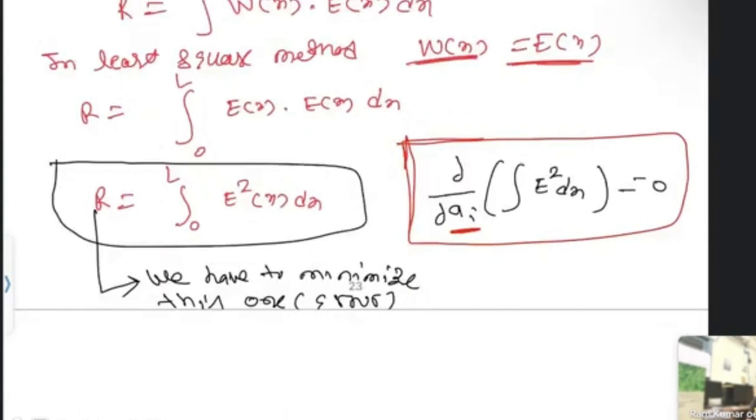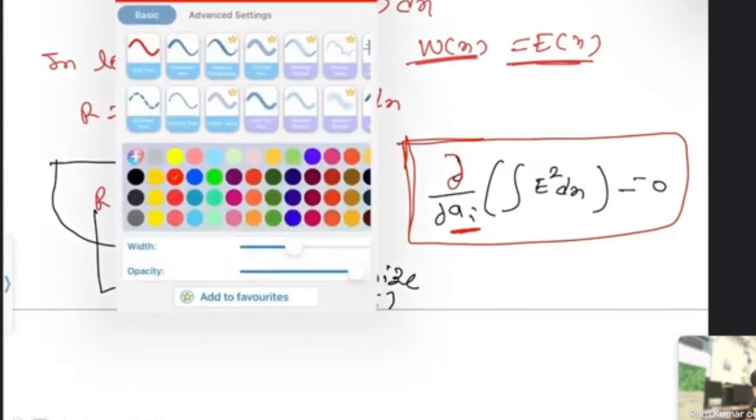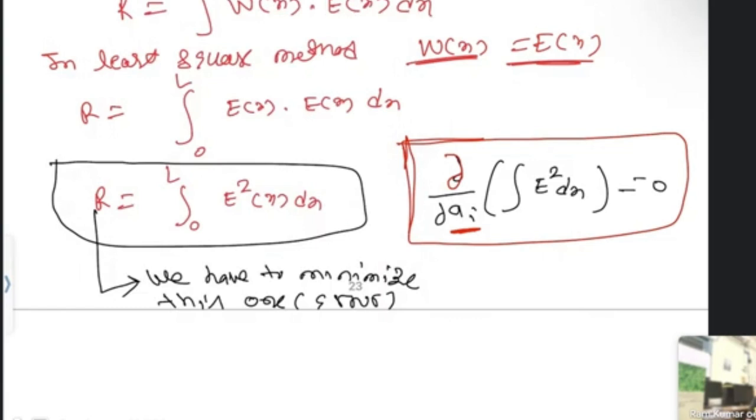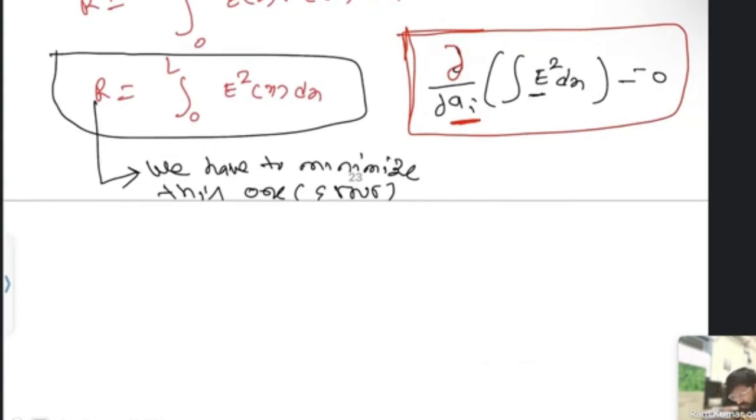So we are keeping del by del ai, and we can put here this is partial differential. We cannot put exact differential because we don't know whether this is a function of x or a function of y. It can be a function of only x as well. So we are putting only partial derivative here. Okay, that's fine. So we will get del by del ai integration e square dx equal to 0.